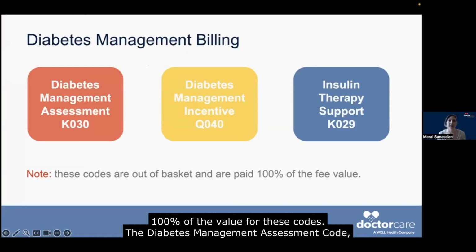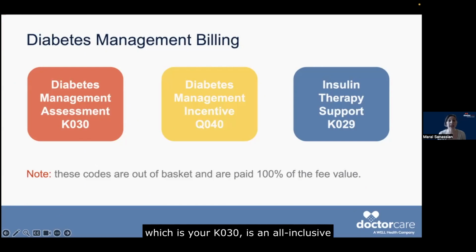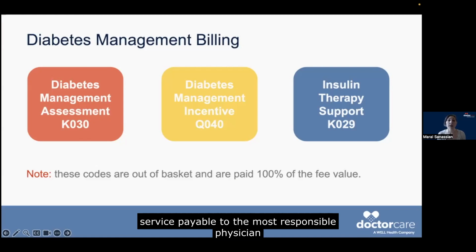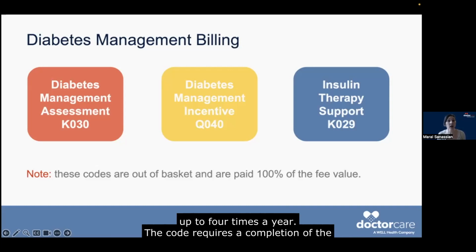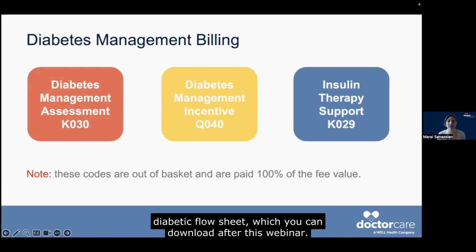The Diabetes Management Assessment Code, which is your K030, is an all-inclusive service payable to the most responsible physician for continuing and managing and supporting diabetic patients. The code is valued at $40.55 and is billable up to 4 times a year. The code requires a completion of the diabetic flow sheet, which you can download after this webinar.